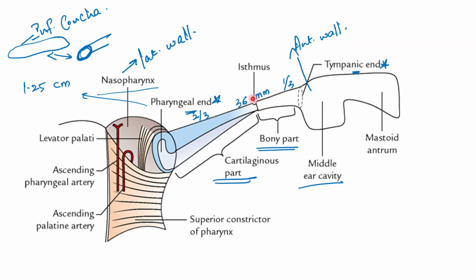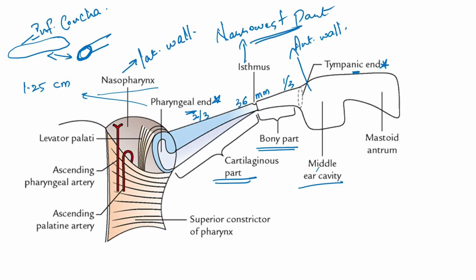The isthmus is the junction between the bony part and the cartilaginous part. This isthmus acts as the narrowest point of the auditory tube. It is the narrowest part of the auditory tube or the Eustachian tube.